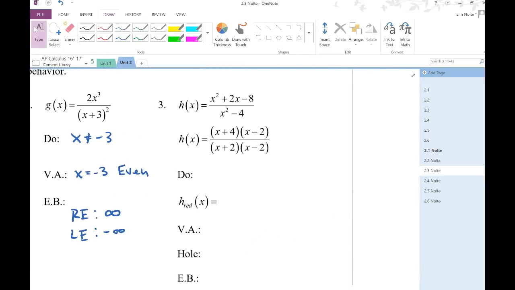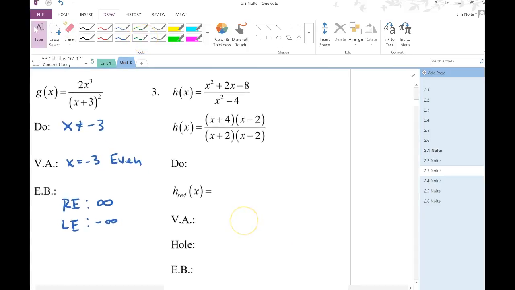Okay, ready for 3? Do you notice right away what they did with number 3? They factored it, which was very nice of them. So before I cancel anything out, I want to state my domain restrictions. What are my 2 domain restrictions? 2 and negative 2. Yeah, perfect. X cannot be 2 or negative 2.